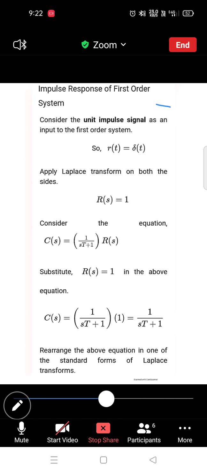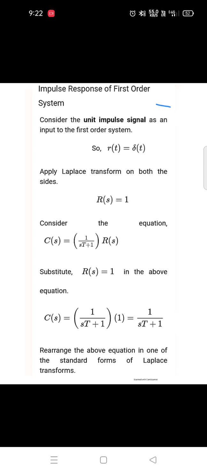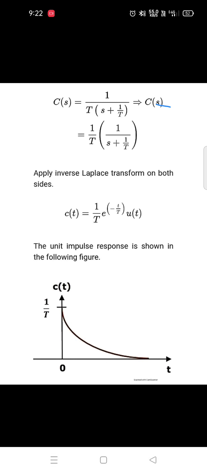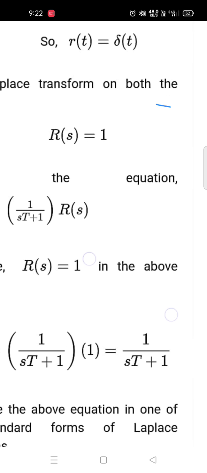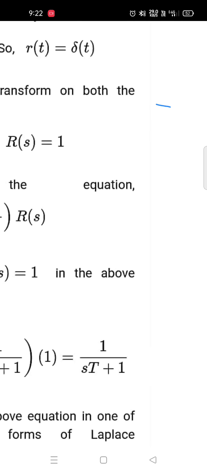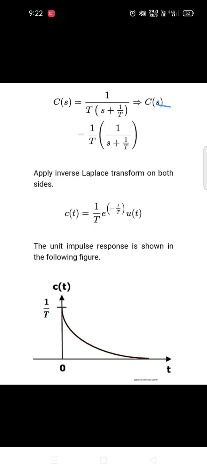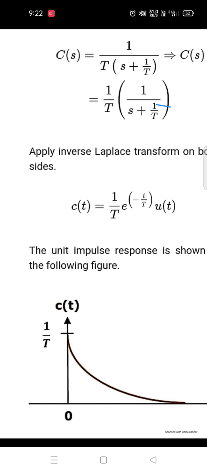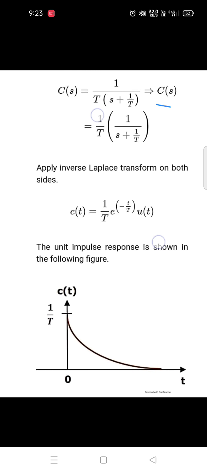So now by rearranging the above equation, we are taking T as a subject, so it will come as s plus 1 upon T here, and outside T. So it will come as 1 upon T into 1 upon s plus 1 upon T.